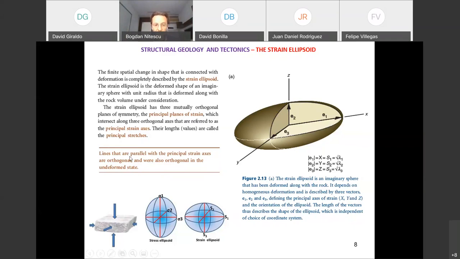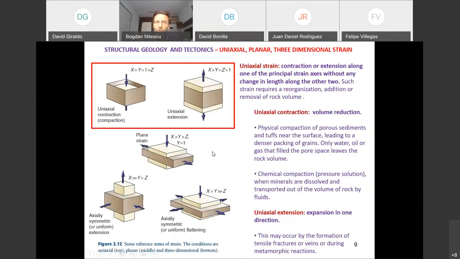Now, here is one very interesting thing. Lines that are parallel with the principal strain axes are orthogonal, and were also orthogonal in the undeformed state. So basically, anything that is parallel to this axis is obviously orthogonal, because these are orthogonal. But they were also orthogonal in the undeformed state. All right, so that much about the strain ellipsoid. I wanted you to be aware of it.